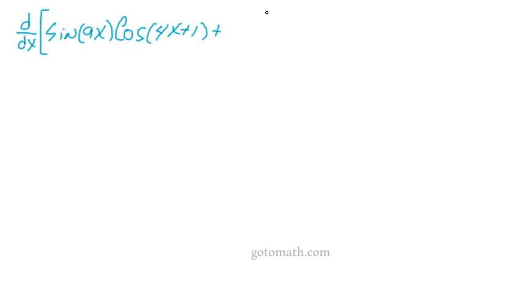So we're taking the derivative of, d, that's what this means right here, take the derivative with respect to x, and we've got sine of 9x times cosine of 4x plus 1, plus, and then we have the cosine of 9x times sine of 4x plus 1. Alright, we don't want to take the derivative of this.